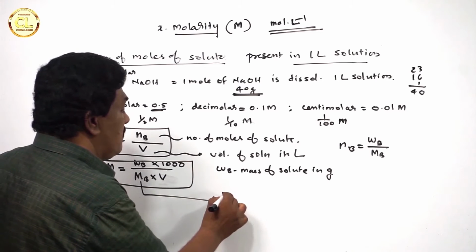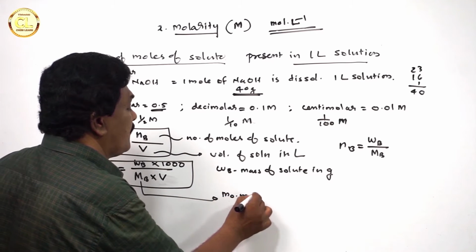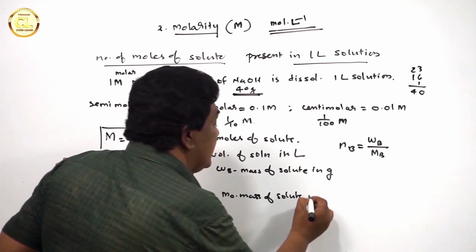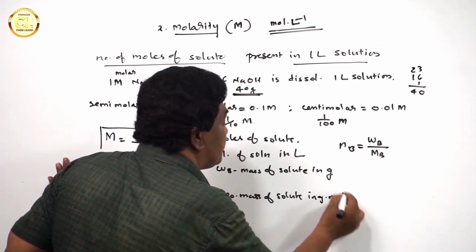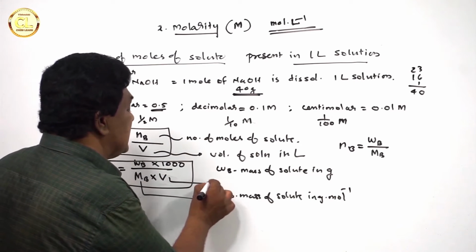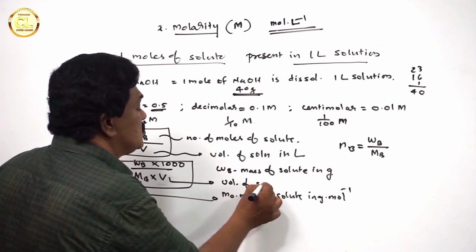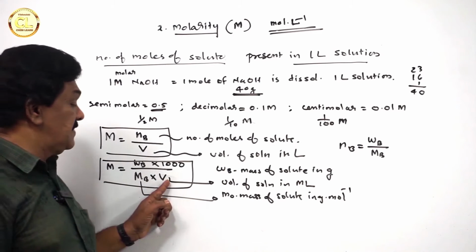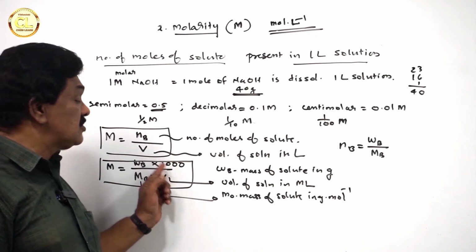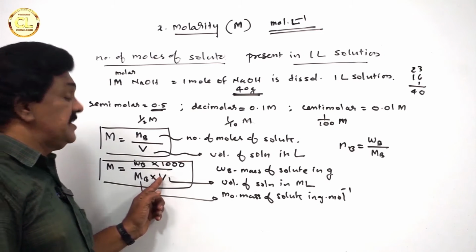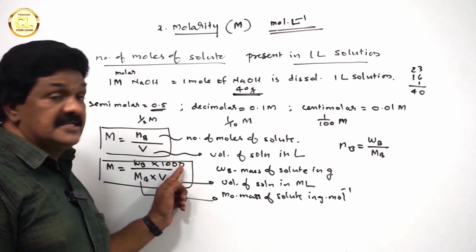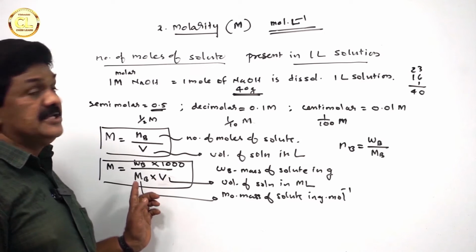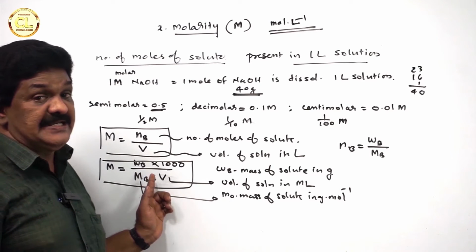MB is the molar mass or molecular mass of solute, and its unit is gram per mole. Now what is V? V is the volume of solution in milliliter or centimeter cube. Why? Because there is 1000 in the numerator. If there is no 1000 here, then V is in liter. But here there is 1000 in the numerator, so V is in milliliter. This is the formula that is used for molarity.